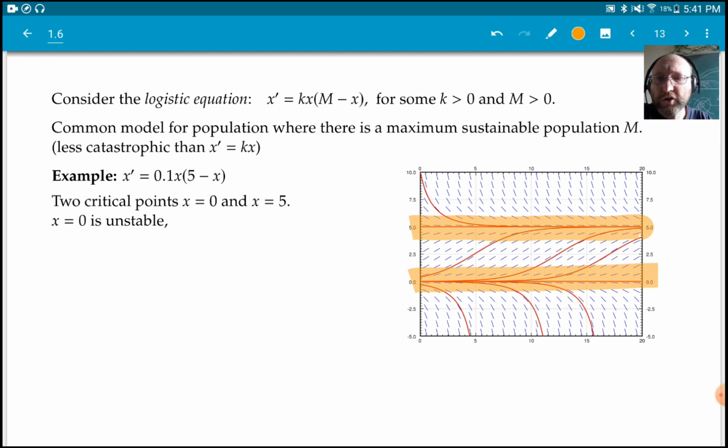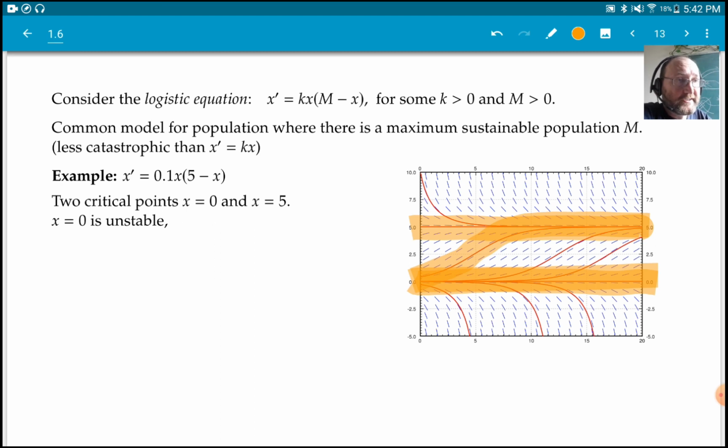Now, x equals 0 is an unstable critical point, because you can see that if I start at 0, the population stays at 0. There's nothing to multiply. If the fish pond is empty, unless you put some fish in it, it's just going to stay empty, at 0. But the moment you put some fish in there, it will slowly grow to the maximum sustainable population. So it doesn't stay at the equilibrium.